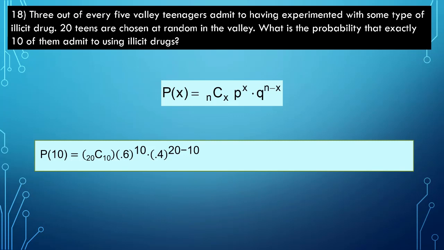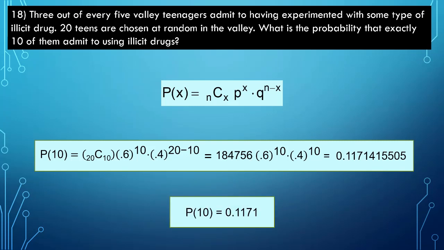So we can evaluate 20C10, and we can simplify the power on the 0.4. So 20C10 is 184,756, and the 20 minus 10 is the 10th power. If we enter that into our handy-dandy calculator, we get 0.1171415505, rounded to 4 decimals. The probability that exactly 10 of them admit to using illicit drugs is 0.1171. That's your answer to question number 18.